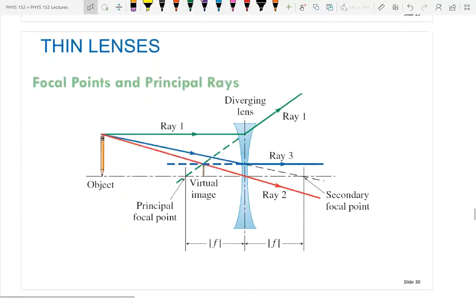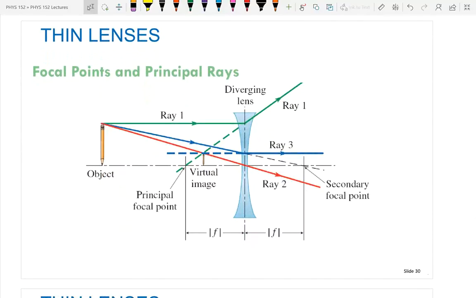Here's the second one. What's different about this? It looks very different, doesn't it? Why is it different? Okay, this is a diverging lens, a concave lens. And so the primary focal point is on the object side of the lens instead of the image side of the lens. And the secondary focal point is over here. So you have a negative focal length. Why does that make a difference?